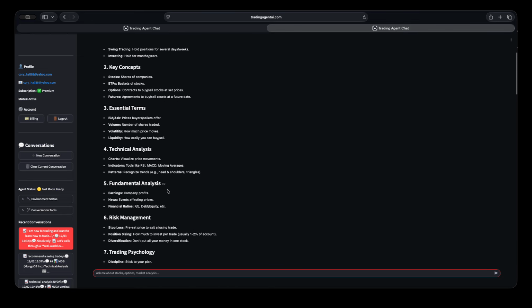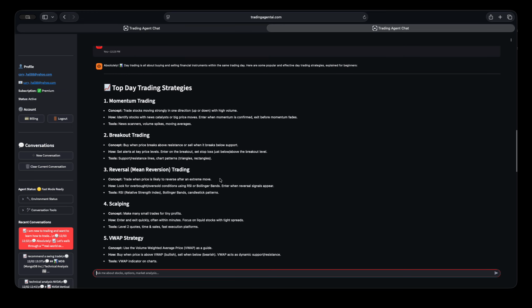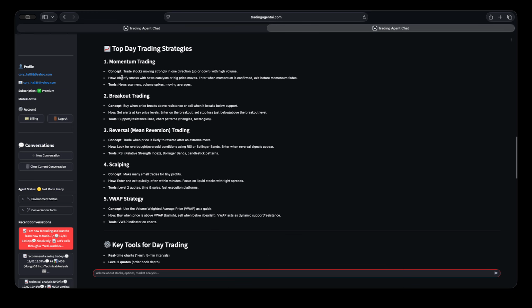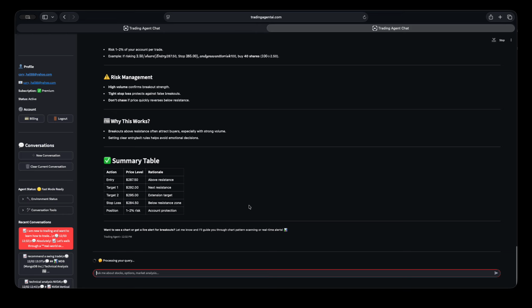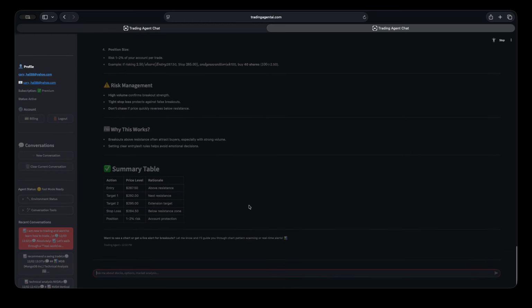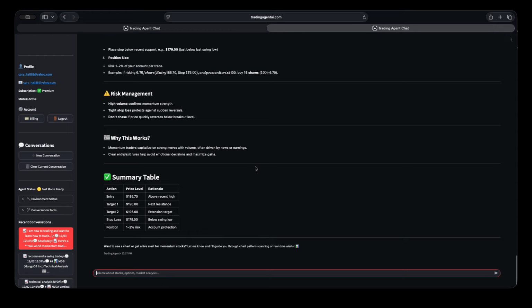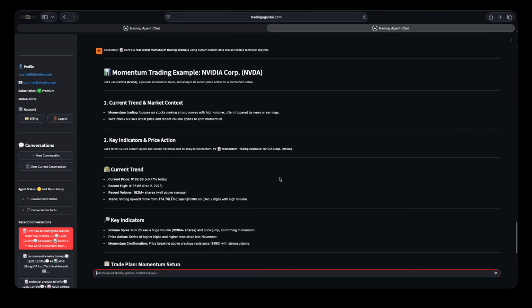And so let's look at one other strategy. So let's look at momentum trading. So momentum trading example, and on this one, we're going to use NVIDIA.